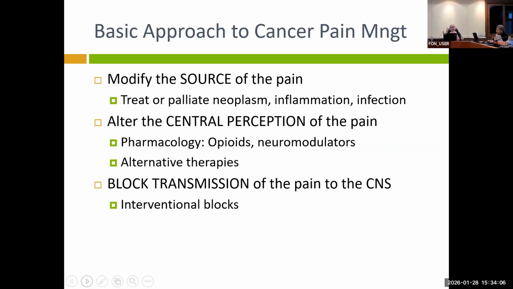Then the third way for basic approach to cancer pain management is block the transmission of the pain. Okay, and here we're looking at the CNS, the central nervous system, and there we're doing blocks. Okay, so usually a spinal block or something like that. So those are the three basic approaches to cancer pain management. Okay, treat the source, alter the perception, and block the transmission.